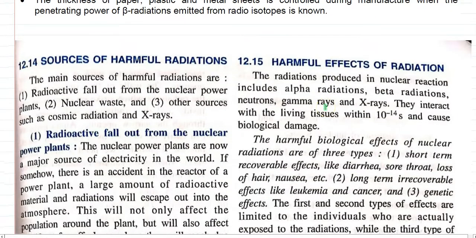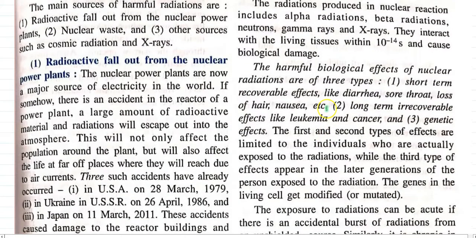Sources of harmful radiations. The main sources of harmful radiations are radioactive fallout from nuclear power plants, nuclear wastage, and other sources such as cosmic radiation. First is radioactive fallout from nuclear power plants. In a nuclear power plant we use radioactive substances, and this radioactive radiation is very dangerous. And sometimes the nuclear power plant may blast. Okay. This is very dangerous, and this happens also.